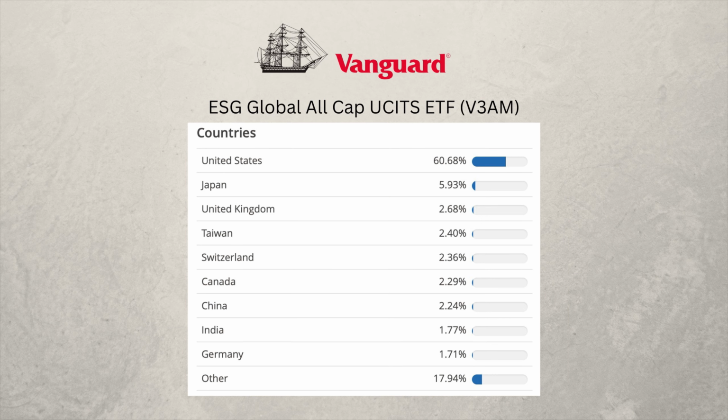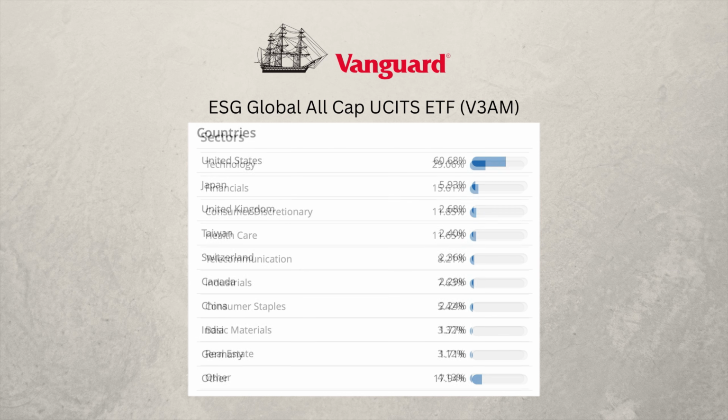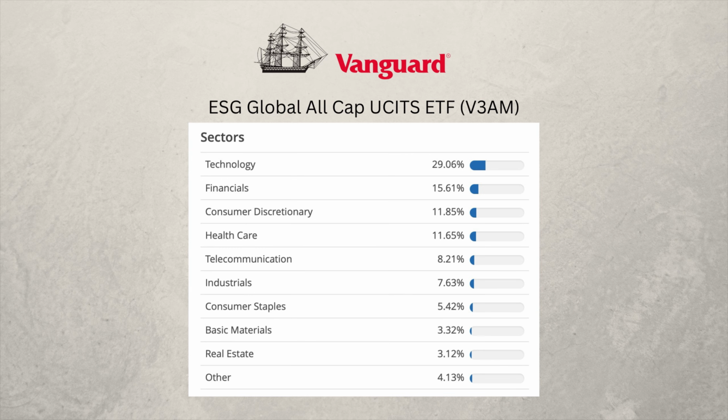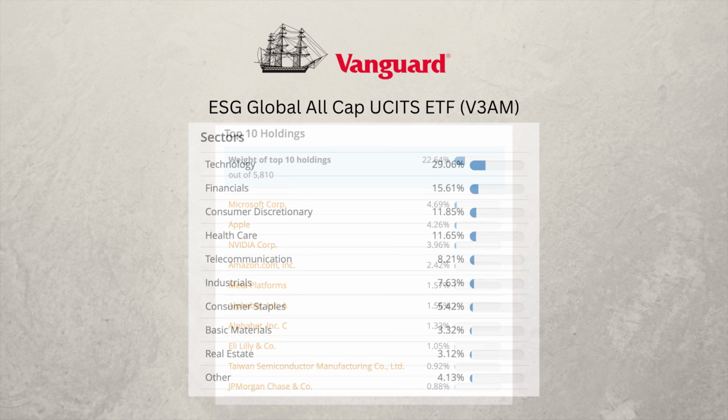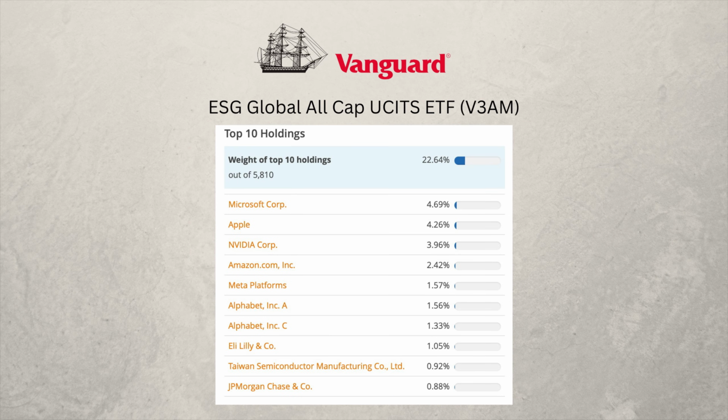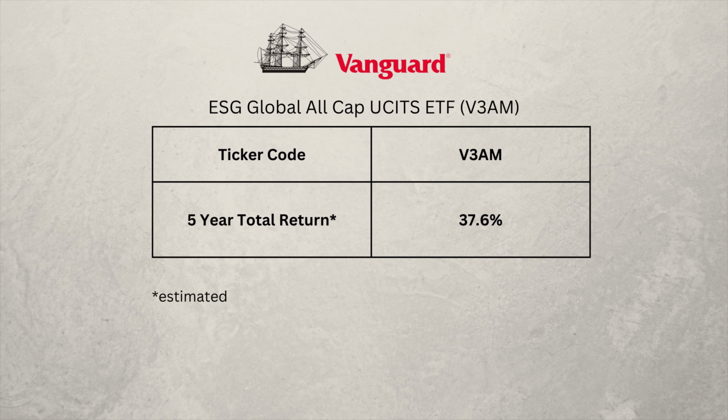US companies make up 60% of this ETF. Technology stocks make up 29%, with financials the second highest at 15.6%. And here are the 10 largest companies you would have exposure to. Although there are nearly 6,000 companies in total, it's weighted by capitalization, so just these 10 make up 22.6% of the entire ETF. The 5-year performance for this ETF is around 37.6%, but I've had to estimate it, as this particular ETF has only been in existence for the last 3 years or so.